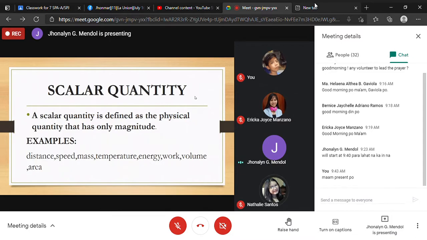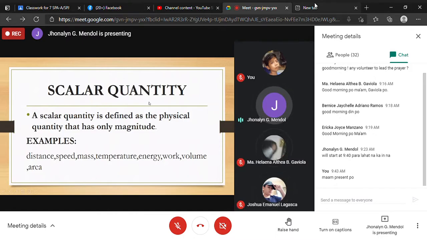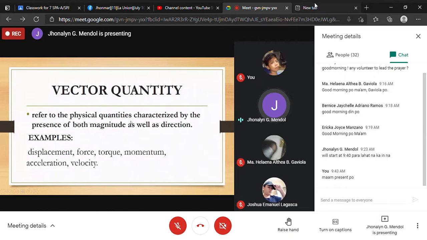Did you get what is scalar quantity? Yes po. Okay, I'll repeat that. It is defined as a physical quantity that has only magnitude. Okay, on the vice versa, we have what we call the vector quantity. It refers to the physical quantities characterized by the presence of both magnitude as well as direction.